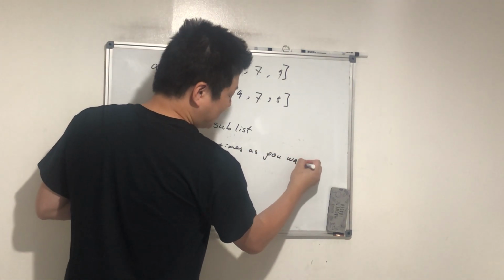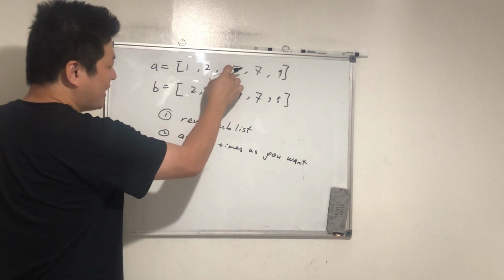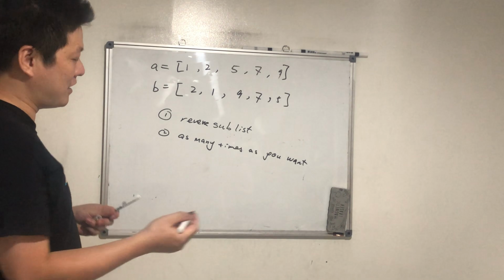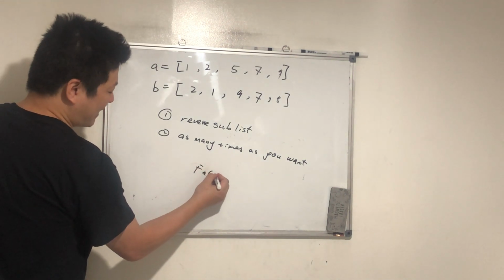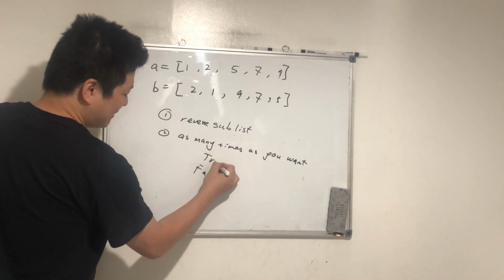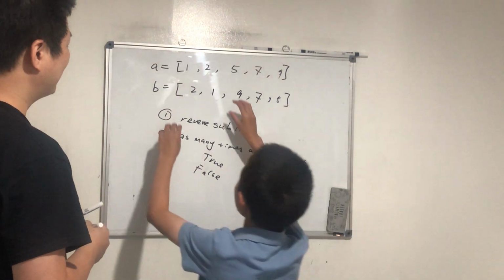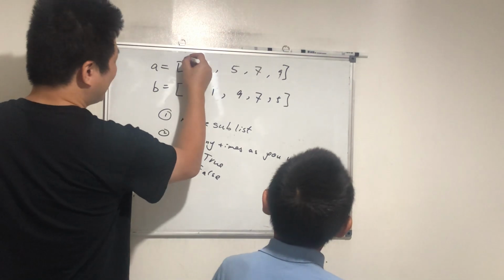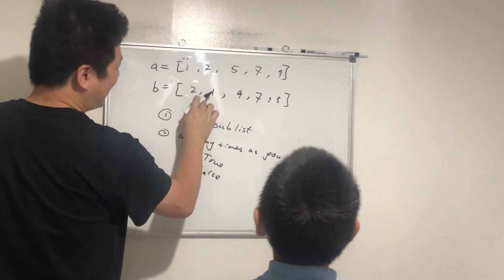Can you make this into this? But what if you can't? If you can't, then you return false. If you can, then you tell me yes. You switch these two and you switch these three. So first of all, here is the sublist, and then you reverse the sublist.